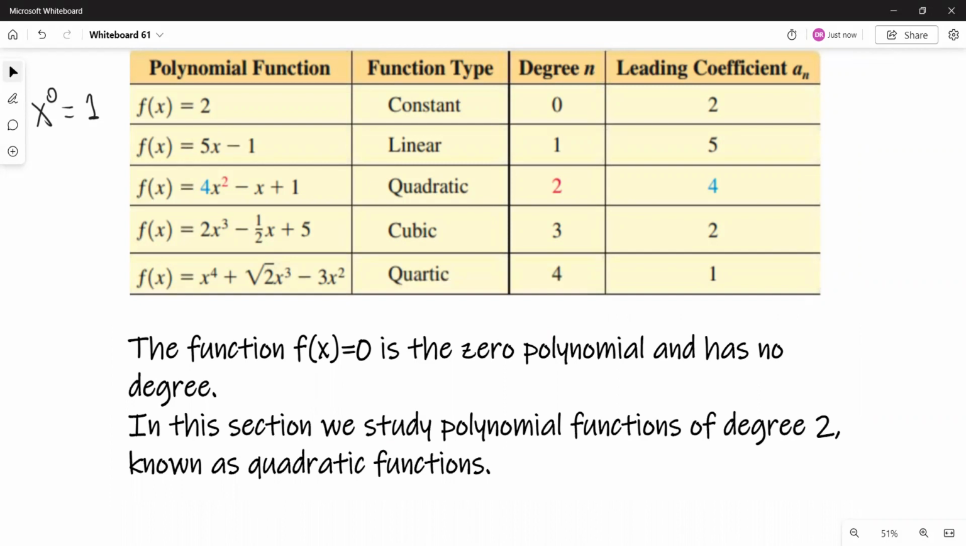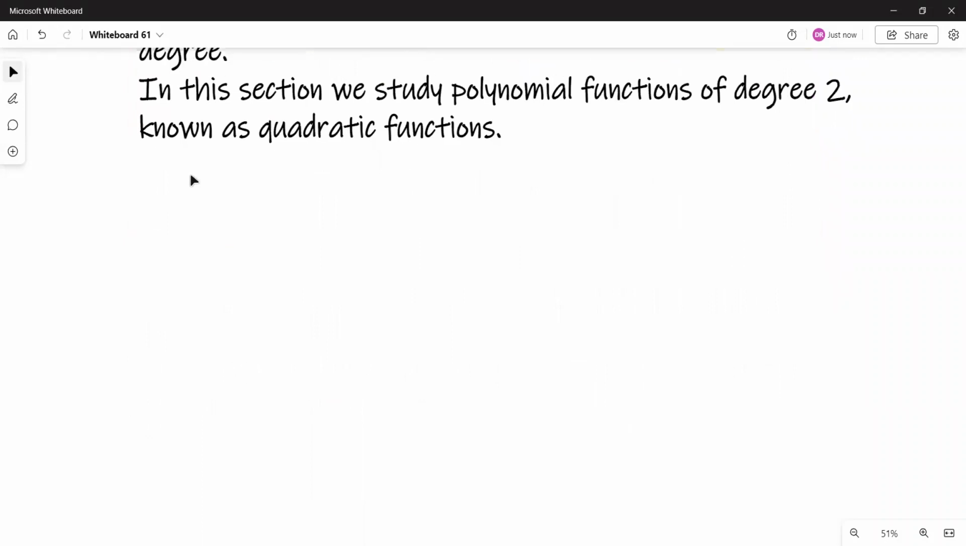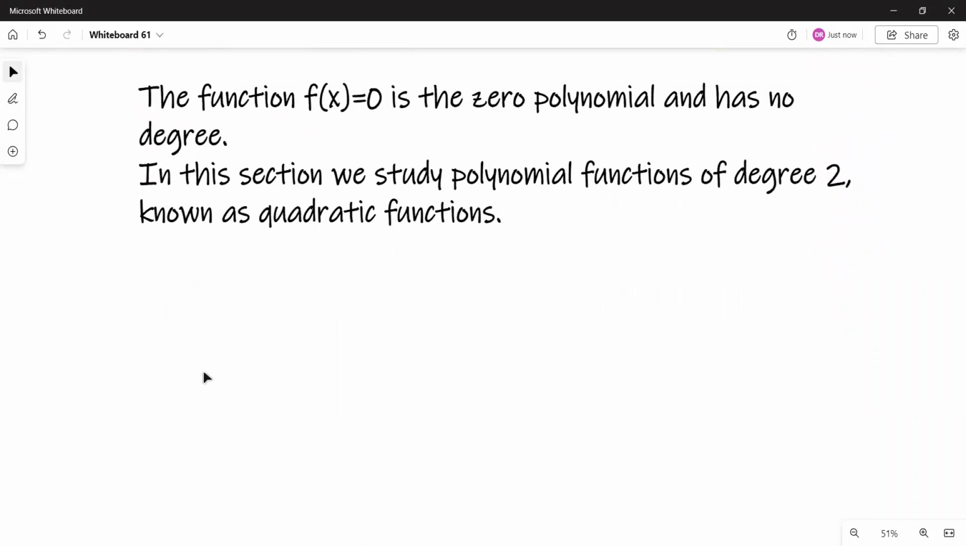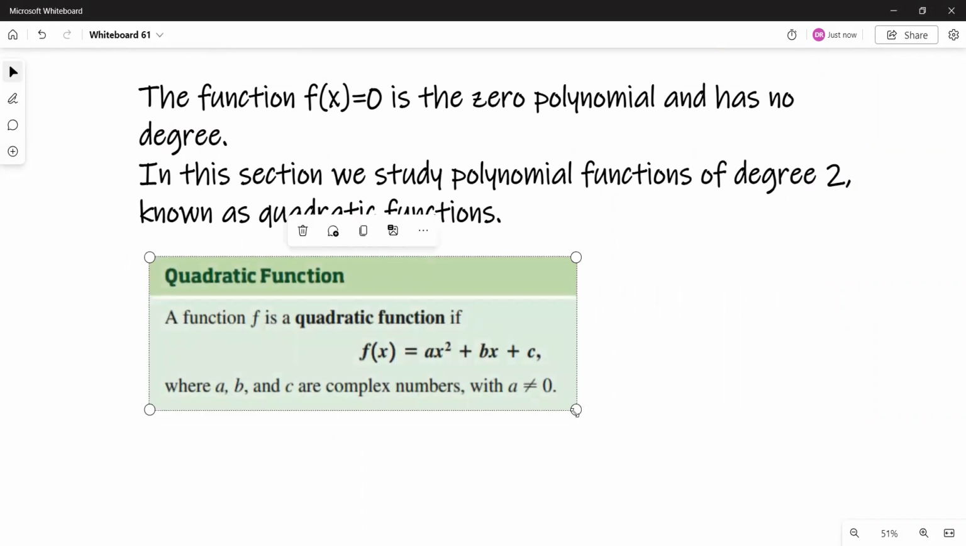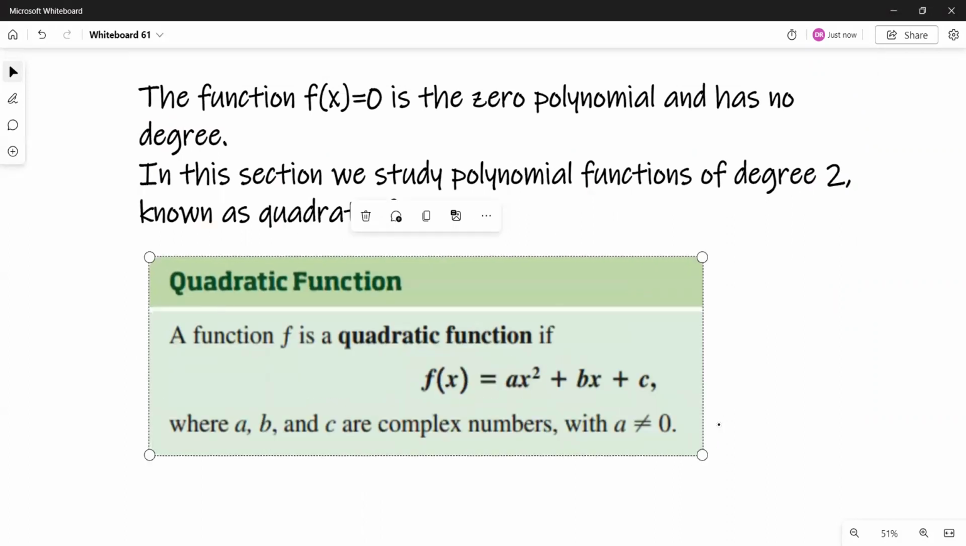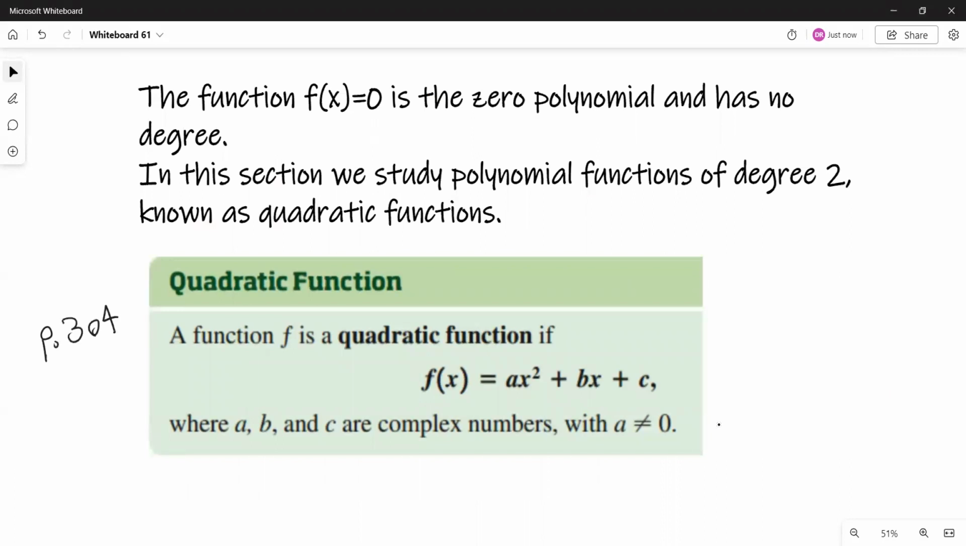Okay, so this is what a quadratic function looks like. A function f is a quadratic function if f(x) = ax^2 + bx + c, where a, b, and c are complex numbers, even though we're working mostly with polynomials with real coefficients, and a does not equal 0. a does not equal 0 because if a was 0, we would have a linear function. And we already studied those. We spent a good amount of time studying linear functions.